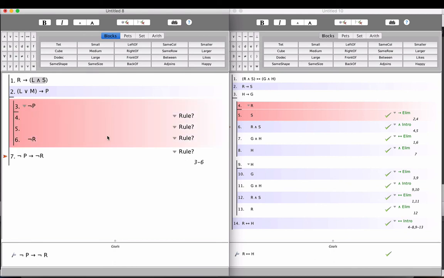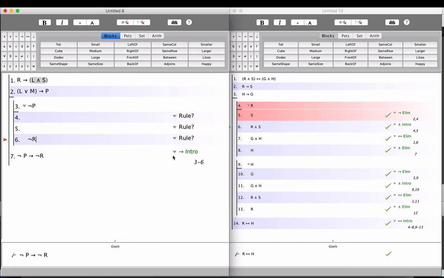So we're setting up conditional intro. And I want to draw your attention to the structuring subproof's conclusion. Let's keep working backward. We want to achieve not R. Not R is a literal. It's a negated atomic sentence.